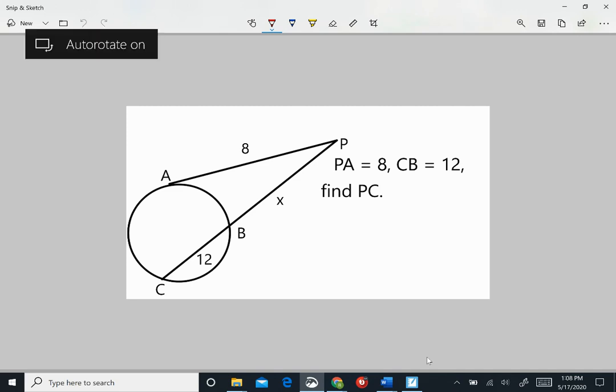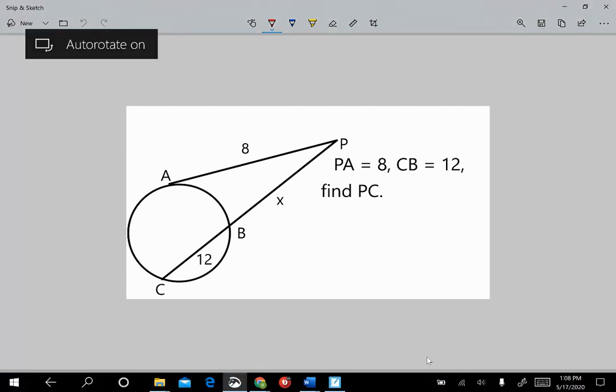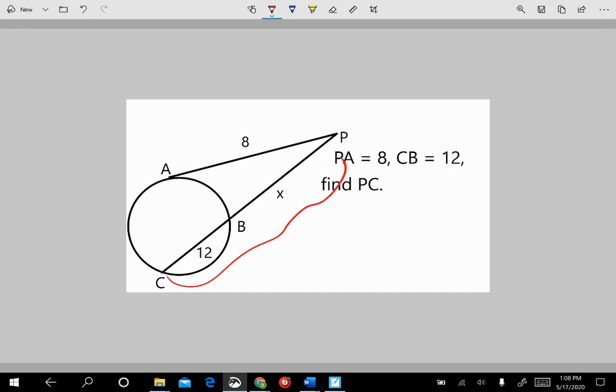The length of the tangent is 8. The length of the secant is x plus 12. If you want to rename the length of the secant, then you can call it a different letter like y. Or you could have said the length of the tangent would have been PC for the free response questions.